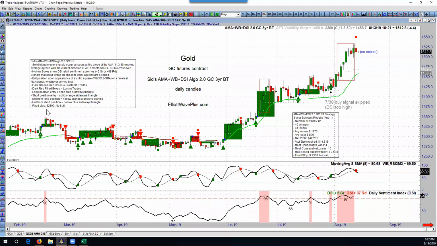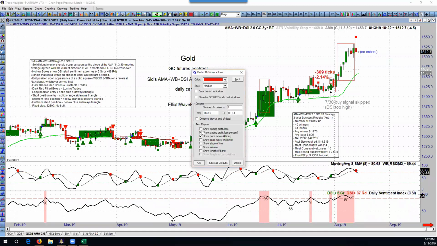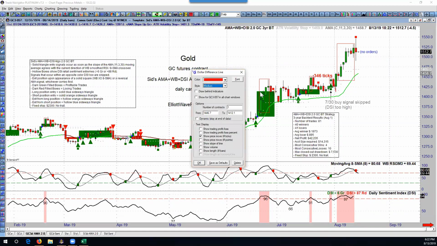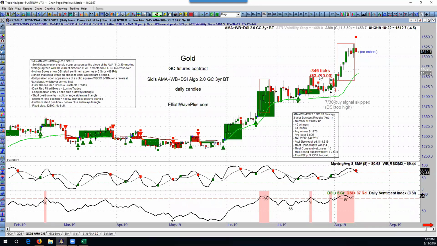I'm going to measure that. That stop would have been a $3,000 stop. It didn't take it. It would have gotten stopped out on 8/1, August 1, because the stop is a $2,300 stop, and that dip from the entry point to the bottom tick was worth more than 2,300. It was worth 3,460. So it would have been stopped out anyway.